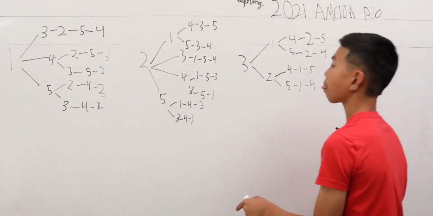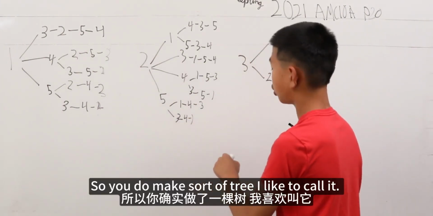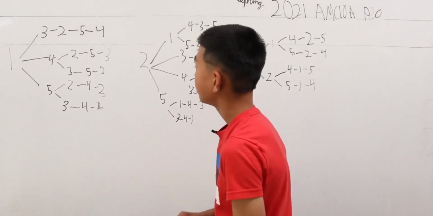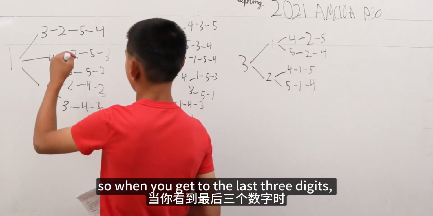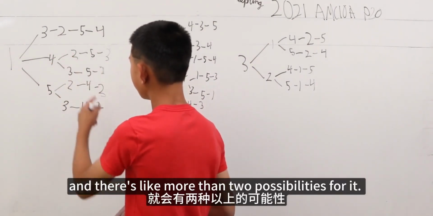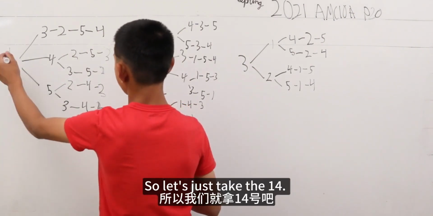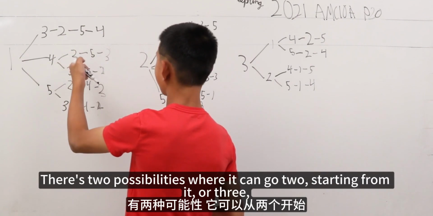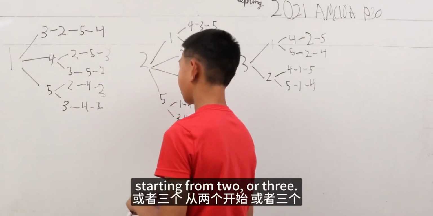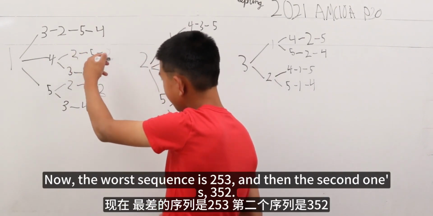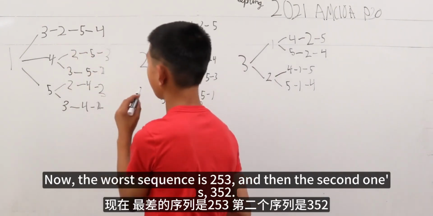It's really good. You make a sort of tree, I like to call it, and once you see a pattern, when you get to the last 3 digits and there's more than 2 possibilities for it, let's just take the 1, 4. There's 2 possibilities: 2 starting from it or 3 starting from it. The first sequence is 2, 5, 3, and the second one's 3, 5, 2.